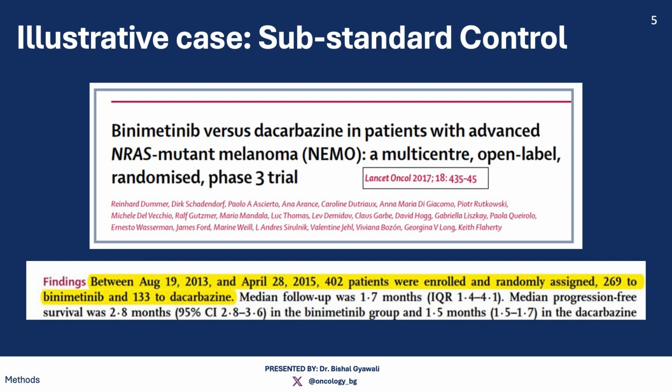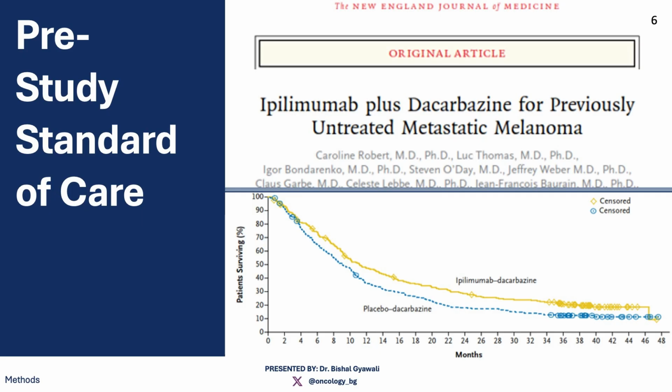One more example. This is a trial in melanoma testing binimetinib versus dacarbazine. This trial ran from 2013 to 2015. And we know that even before this trial ran, and of course until the trial ended, we already knew ipilimumab and then nivolumab should be the standard of care for metastatic melanoma. But this trial used a control arm of dacarbazine, which is unthinkable. So that is an example of using an inferior control.